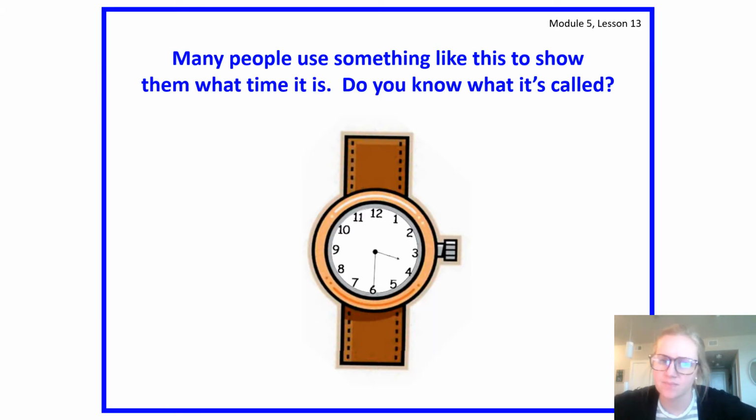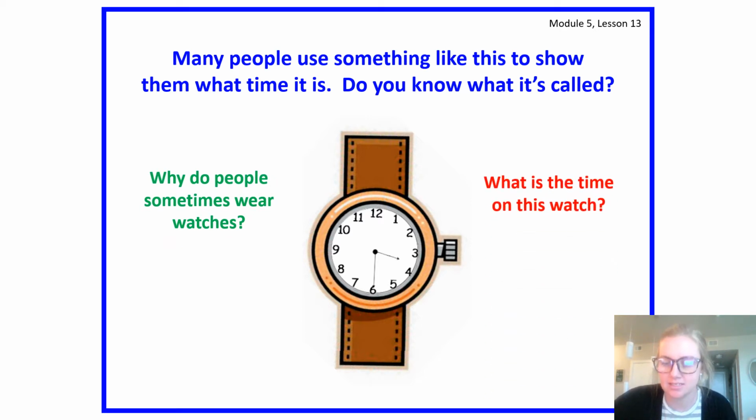All right, many people use something like this to show them what time it is. Do you know what this thing is called? It's called a watch. And this watch shows you what time it is at all times of the day. What do we notice about this watch? What does it kind of look like? If you said it looks like a clock, you're totally right. It's like a clock that you can wear on your arm.